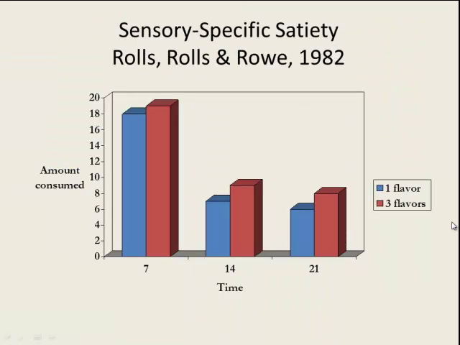So here's a very simple experiment by Rolls and Rowe. They had one flavor of food, and they asked, how much did you eat of that food? Or three flavors of food. Simple, kind of controlled experiment. After 7 minutes, after 14 minutes, after 21 minutes. Simply having three different flavors of food, we eat more of it.